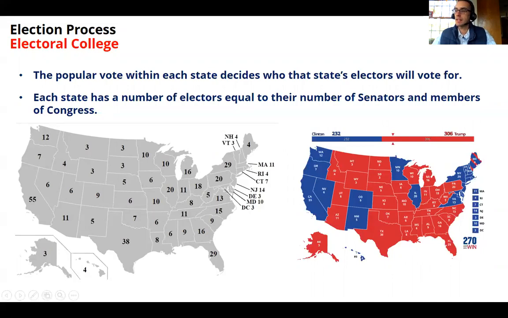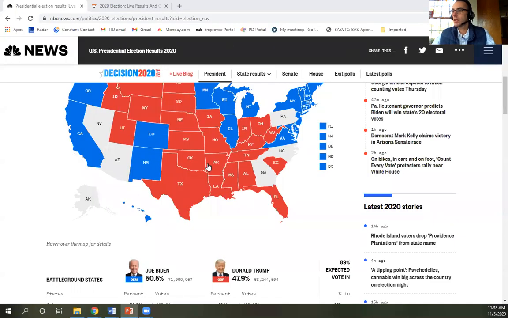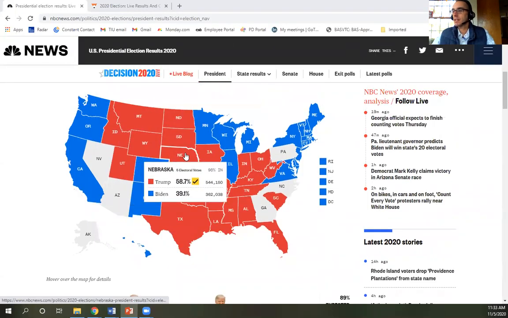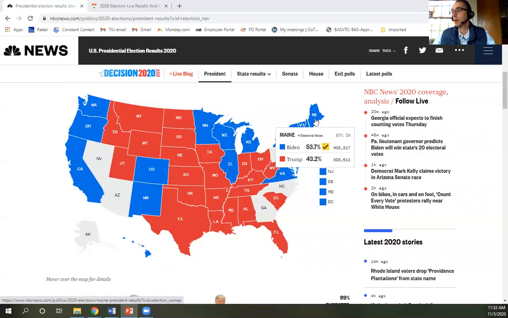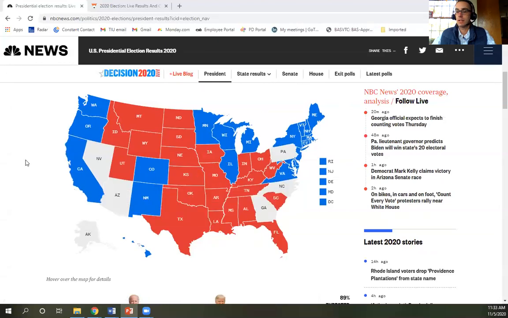Let's go back to NBC. For Nebraska, we're giving it right now 6 electoral votes, although maybe my map's bad. 6 electoral votes are going to Trump, and both parts of Maine went to Biden, according to this. Okay. Good question. Any other questions?